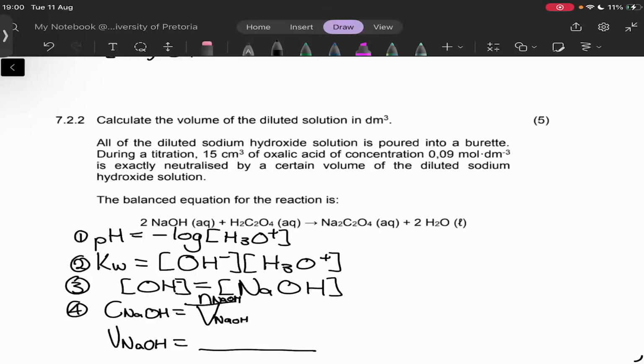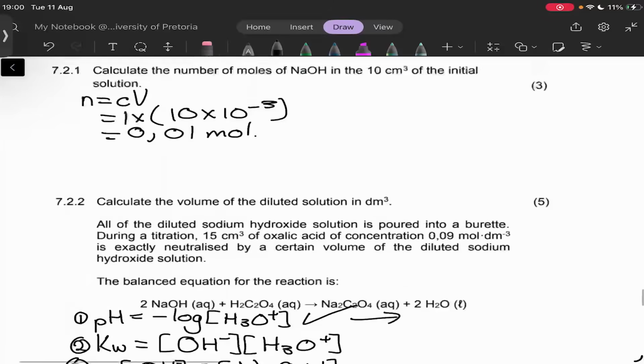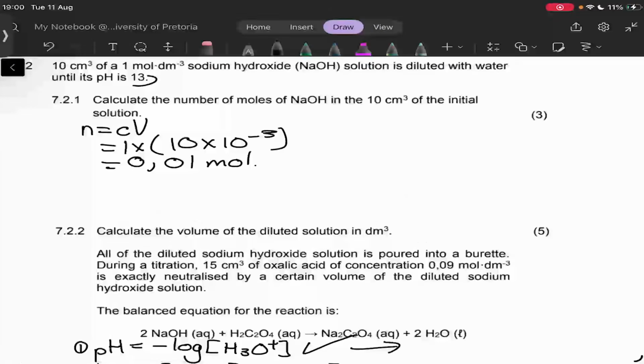So let's go through it then. Let's actually calculate what we need over here. We would have gotten 1 mark for writing this down. Our next mark is by actually doing the calculation. So from here, we are given the pH of 13 right there.